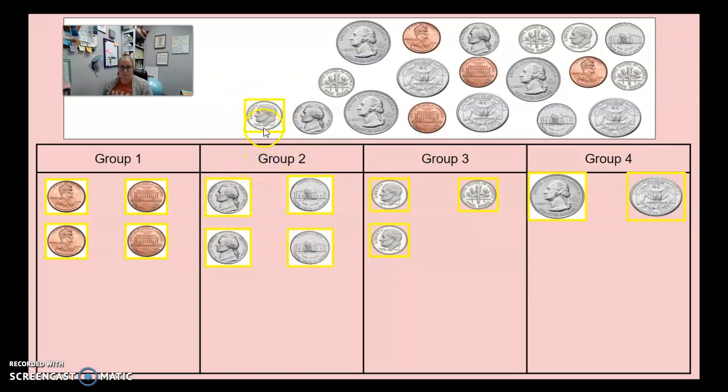All right, now I have a picture of this one, and I see this one on my page. Is it going to go on group 1, 2, 3, or 4? That's right, it's going over to group 3. Head side or tail side? You guys are so smart. I'm so proud of you.